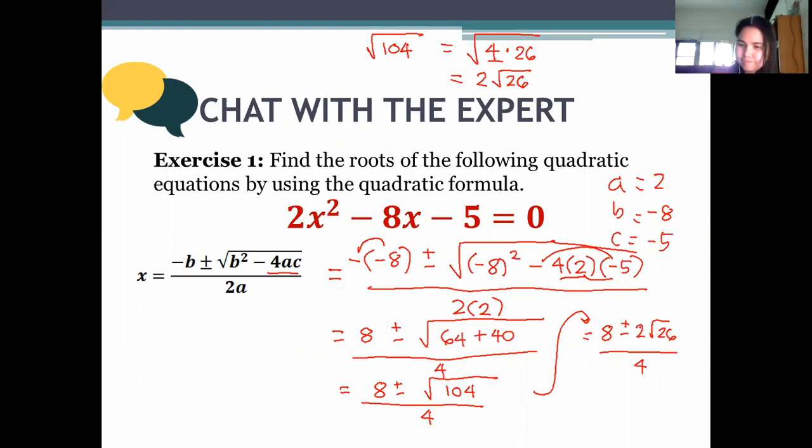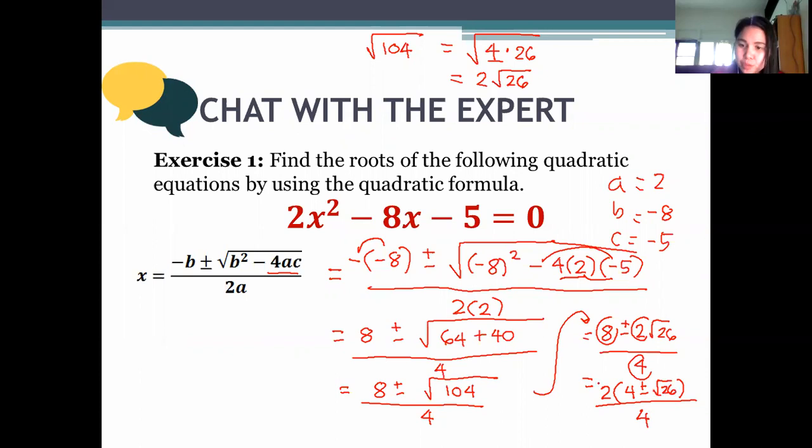Now, what's the common factor between 8, 2, and 4? The common factor is 2. Very good. So we have 2 times 8 divided by 2 is 4, plus and minus 2 divided by 2 is 1, so square root of 26, all over 4.